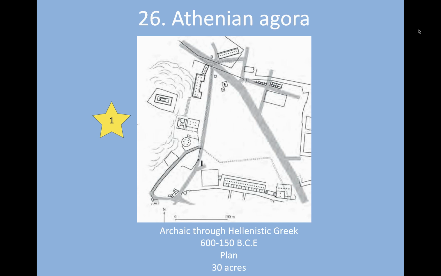And that image is the Athenian Agora. Okay, so we're in Athens. And this Agora, we'll talk about what that is in a second, but this Agora was in use from the archaic times all the way up through Hellenistic Greece. You only have one image here that you need to know, which is the plan of the area.